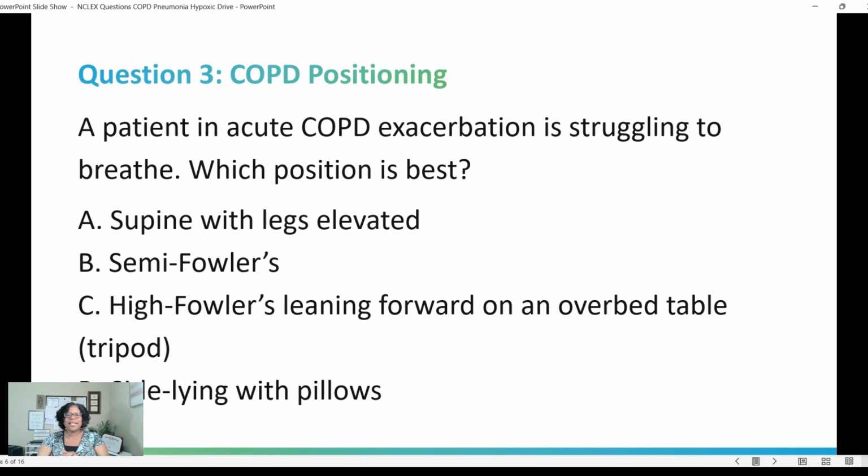A patient in acute COPD exacerbation is struggling to breathe. What position is best? A, supine with legs elevated. B, semi-Fowler's. C, high Fowler's leaning forward on an overbed table, tripod position. Or D, sidelying with pillows. Give you 3 seconds.